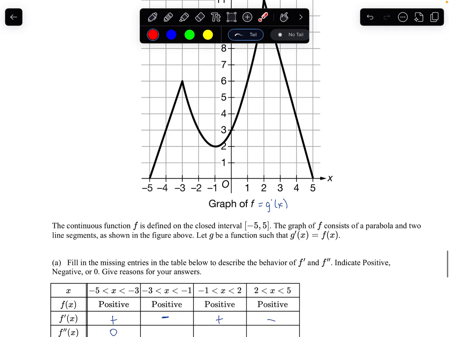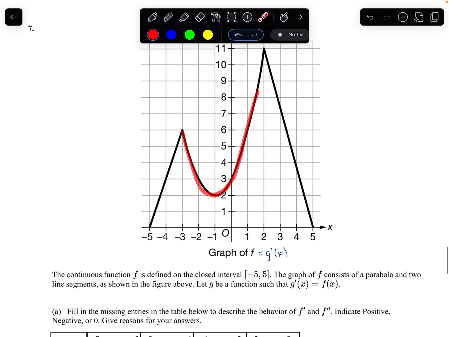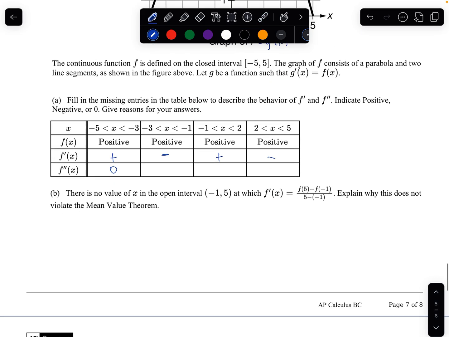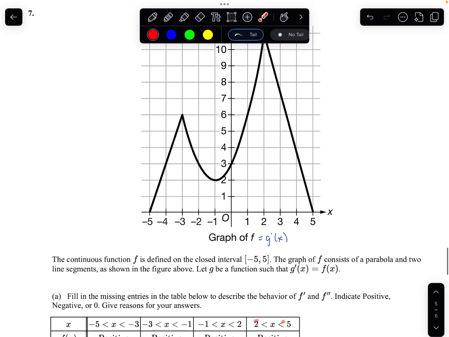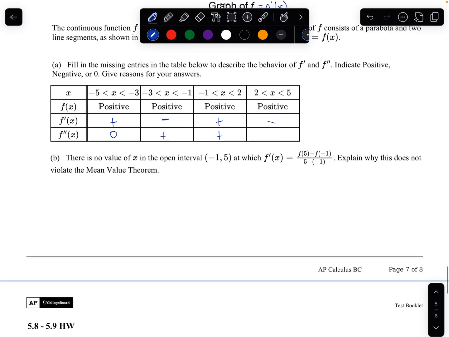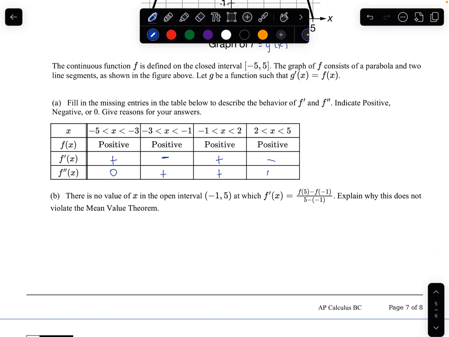Then you can see here we have, well, it's a parabola, and it's an upward facing parabola. So upward facing parabola from -3 to 2, which means we have a concave up. So that means that the second derivative is positive. And then between 2 and 5, well, again, we have a straight line, so the slope isn't increasing or decreasing. Slope is constant, which means the second derivative is 0.